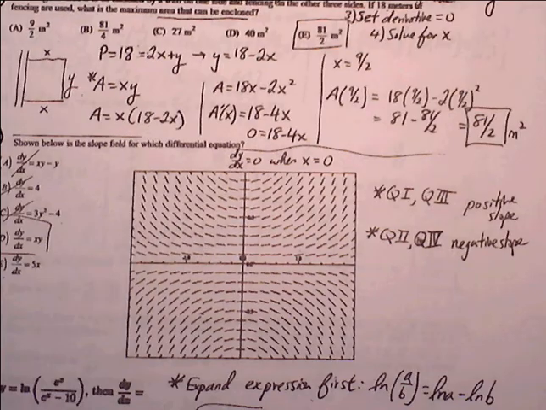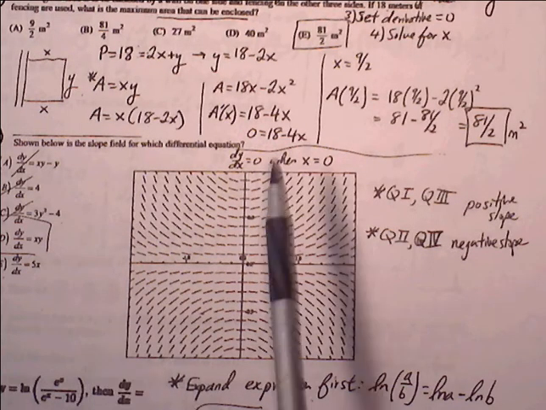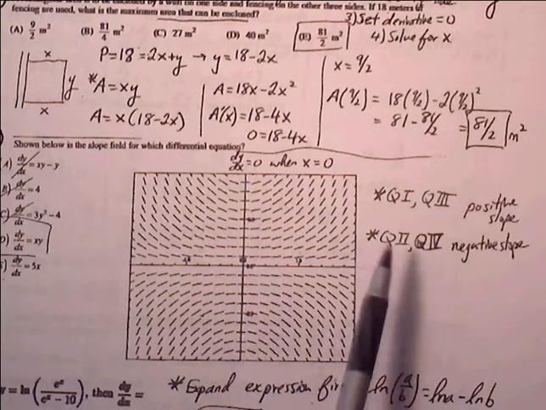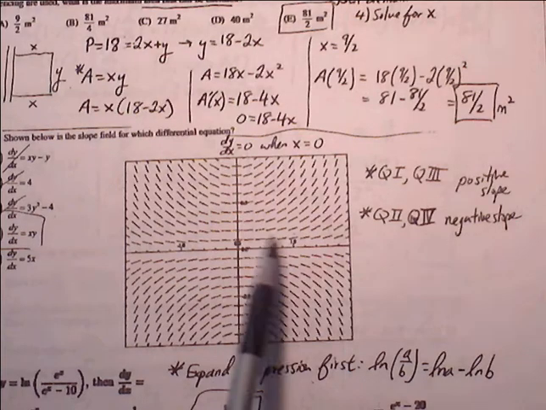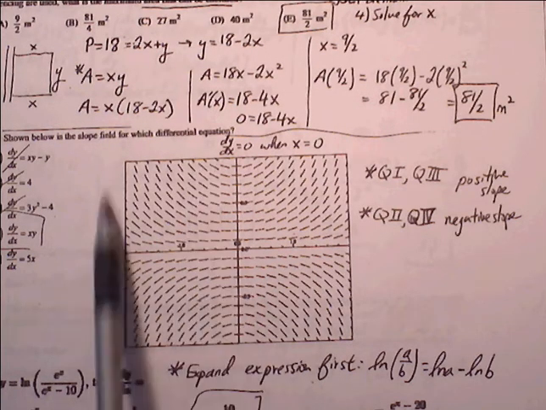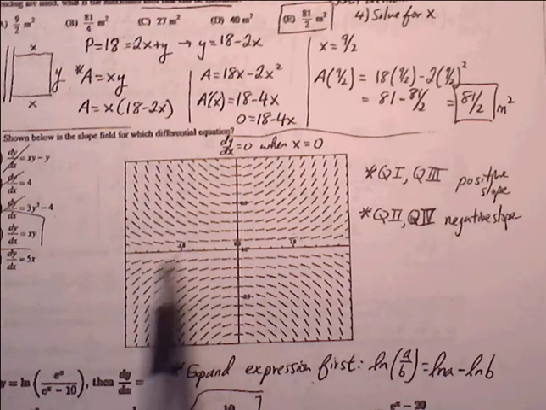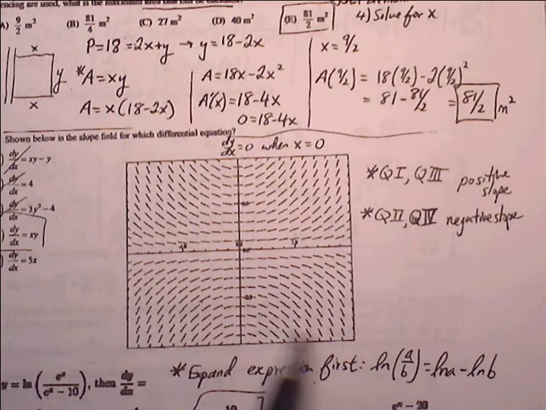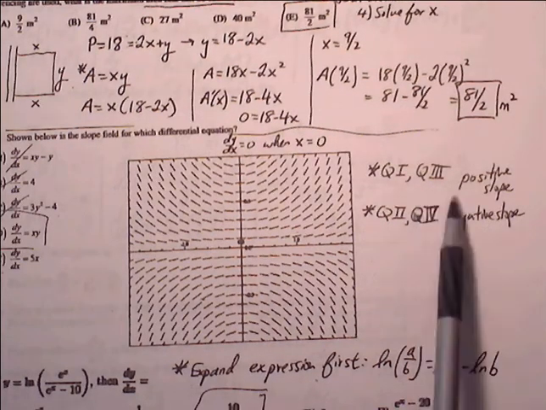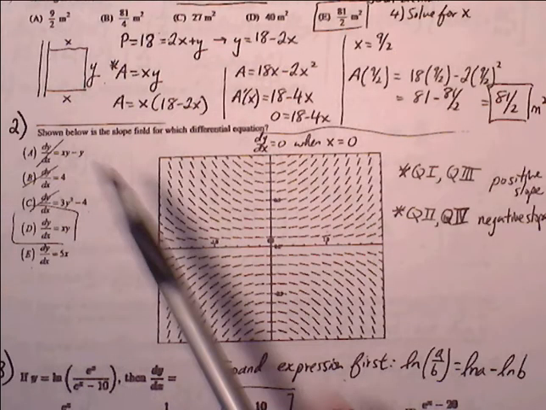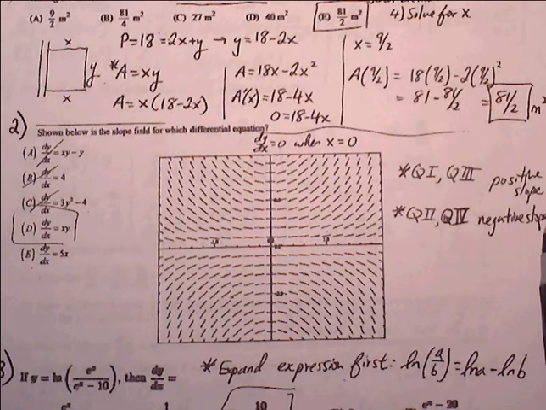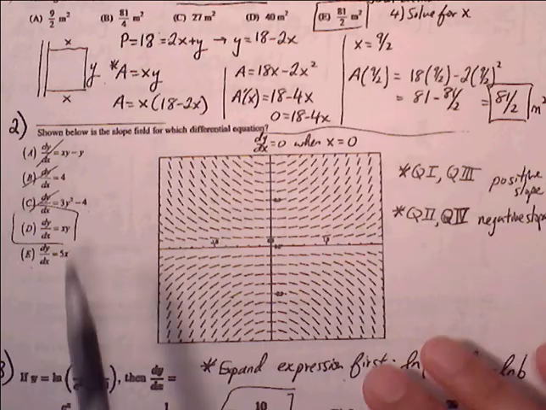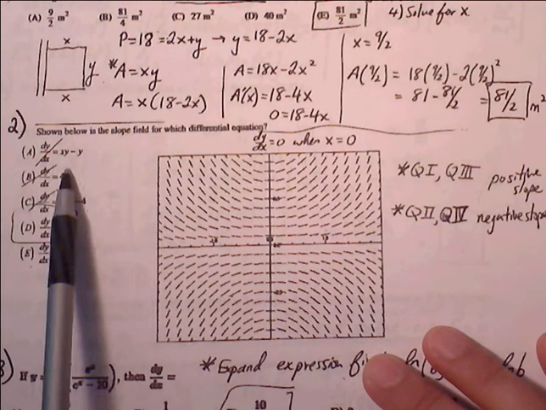Several other general traits that we can identify here is that if we look at the quadrants, we can see some general patterns as well. Notice the first quadrant, everything you see here is positive slope. In the second quadrant, these are all negative slopes. Third quadrant, positive slope. Fourth quadrant, negative slope. So we know that first and third quadrant will produce positive slope values, positive derivatives, and second and fourth quadrant will produce negative slopes. So let's go down our answers here.